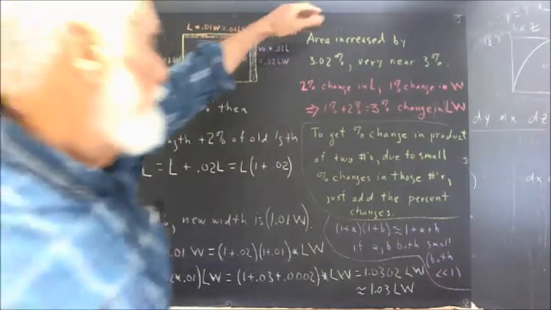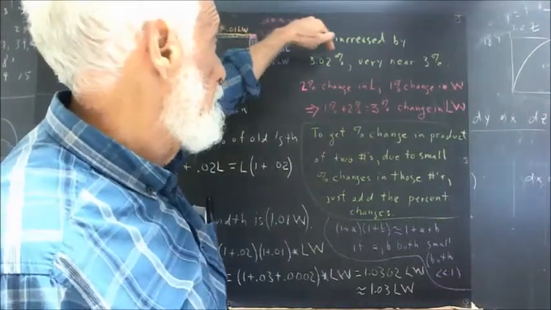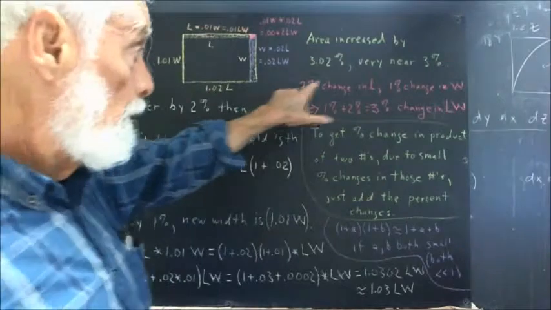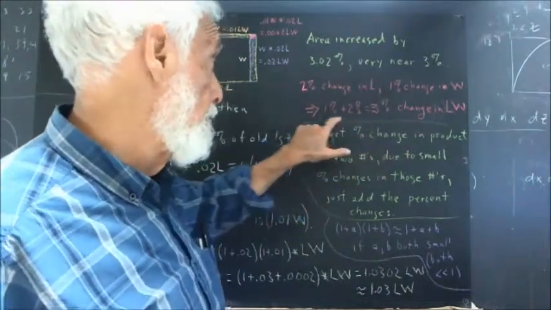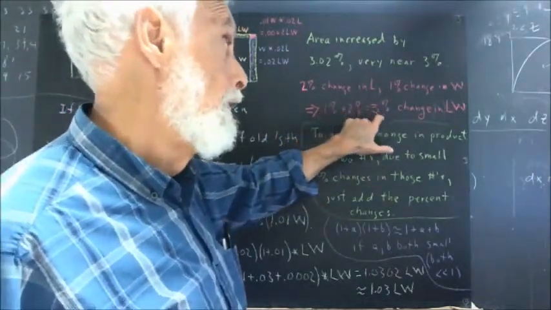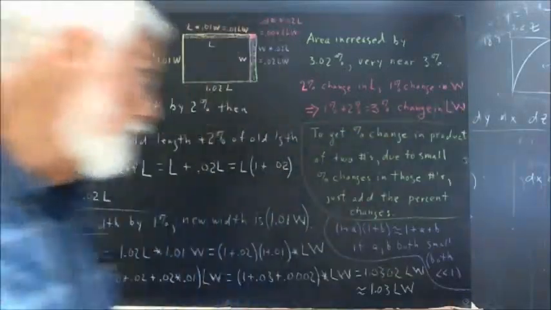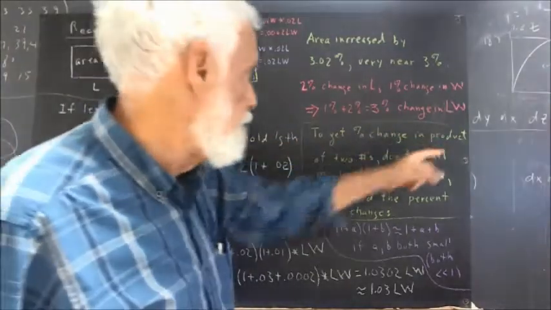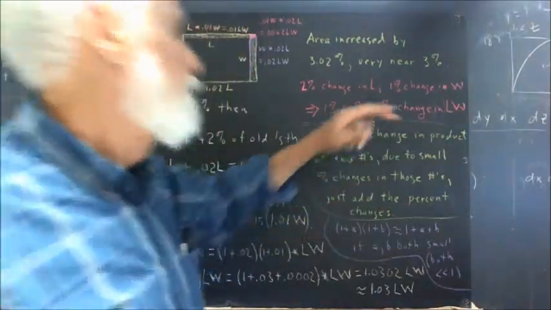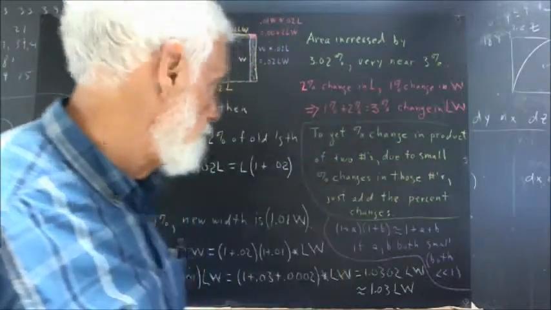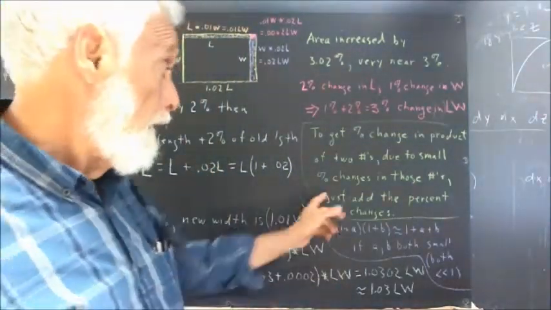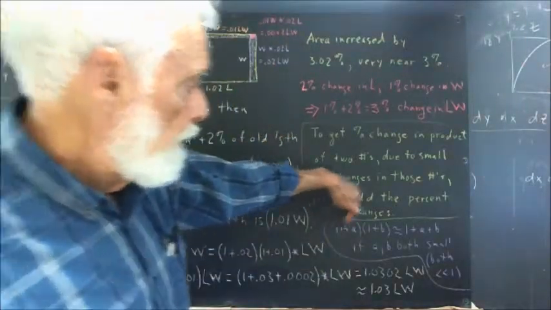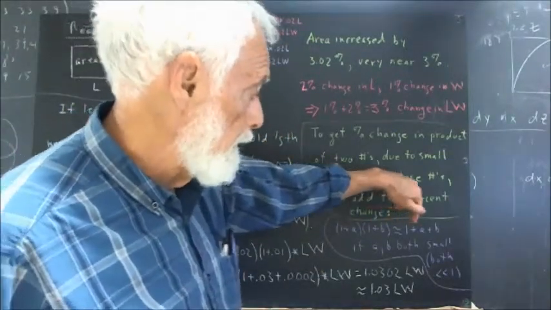So the percent increase in area is 3.02%, but that's very near 3%. And we conclude that a 2% change in L and a 1% change in W gives us a 1% plus 2% equals 3% change in LW. And then we conjecture that to get the percent change in the product of two numbers, due to small percent changes in those numbers, like the 1% and the 2%, all we have to do is add the percent changes.